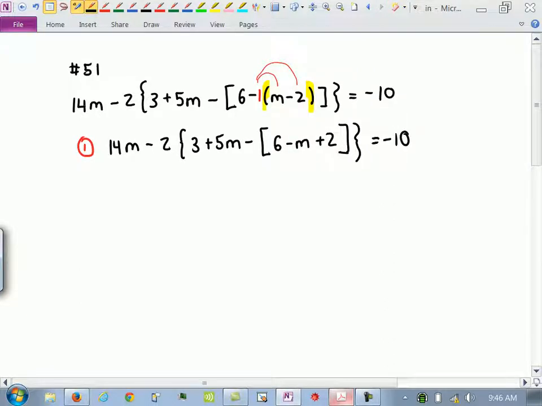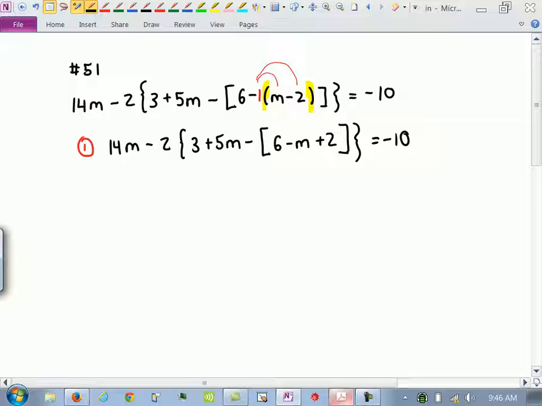Okay, so I have removed the parentheses. Now, I would normally put the 6 and the 2 together right now to become an 8. But when I walked around, I saw a lot of people didn't do that. It's not wrong, but I saw a lot of people just went to the next distribution. So let's just take a quick vote.